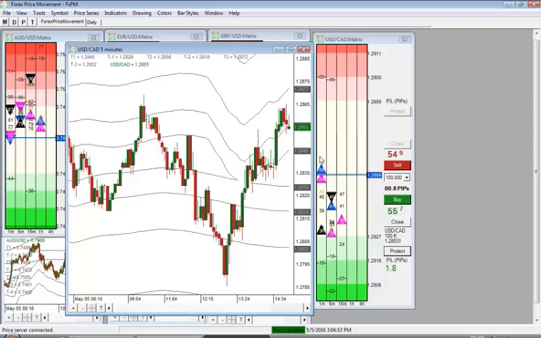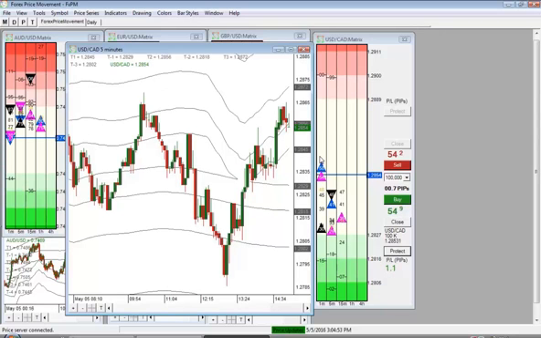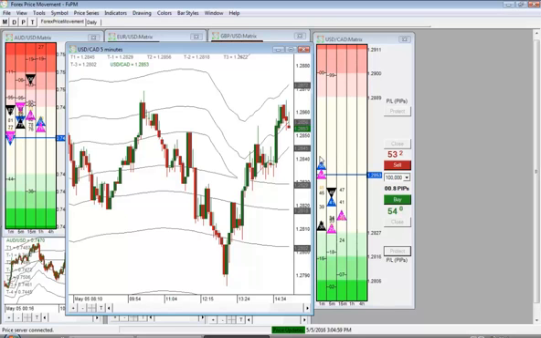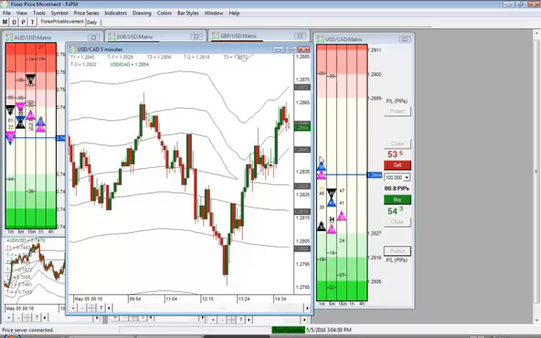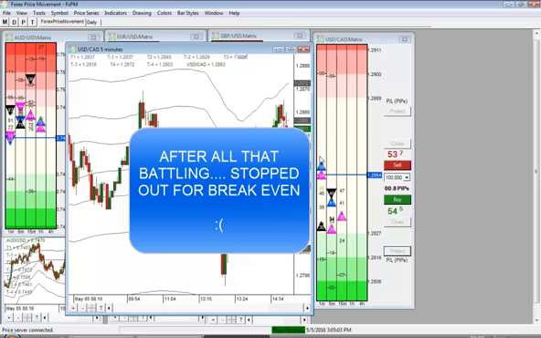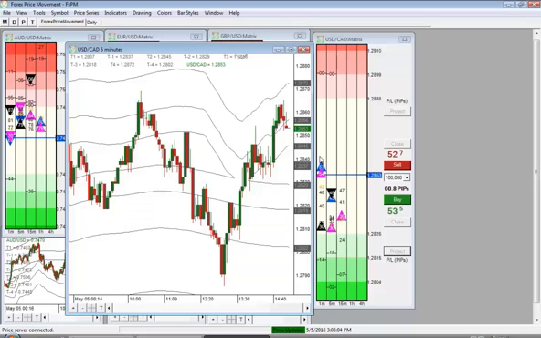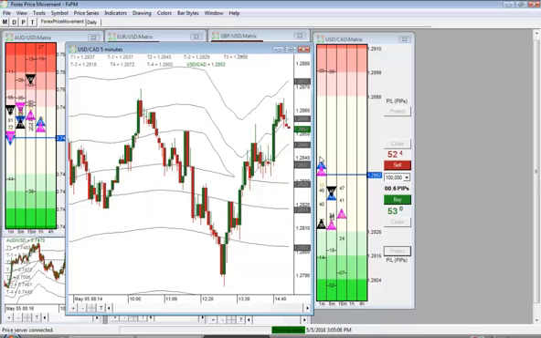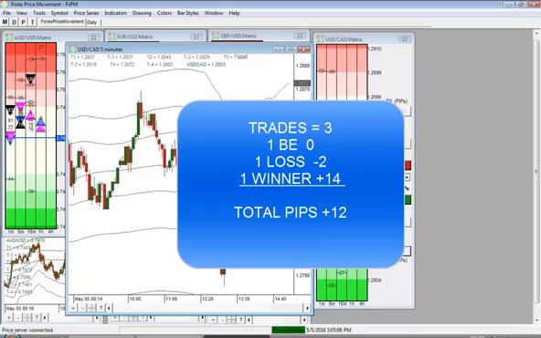I already have about 12 points in the bank, and at least I made my daily points. So I did get into a trade earlier. I sold dollar CAD, but I wasn't able to record that trade, so I'm not gonna count it. Anyways, I got stopped out. Whatever. It's a break even. After all that battling, it's cool. Next trade. But anyways, like I said, 3 trades, 1 loss, 1 break even, and 1 winner for total 12 pips.